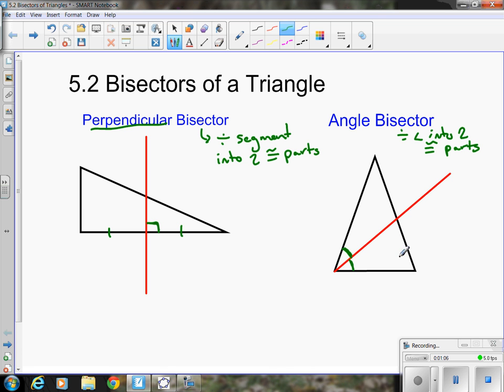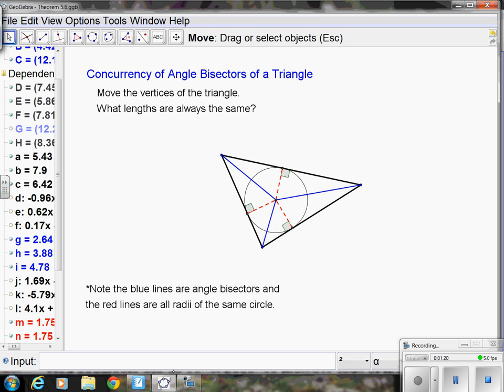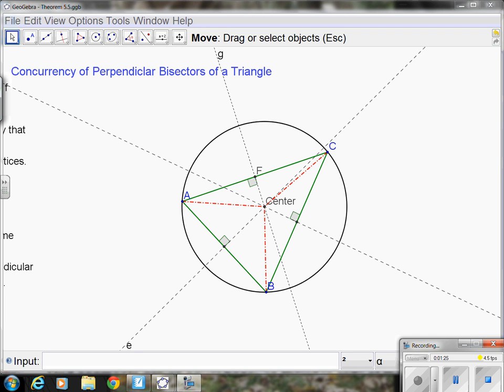Okay, so it's important to be able to identify what these look like, because in this section we're going to talk about two new theorems, and I have another GeoGebra file here to go through these. Alright, so the first theorem is the concurrency of perpendicular bisectors of a triangle.